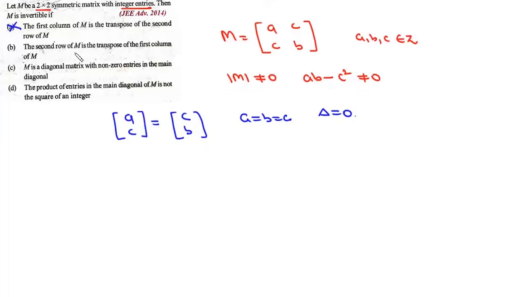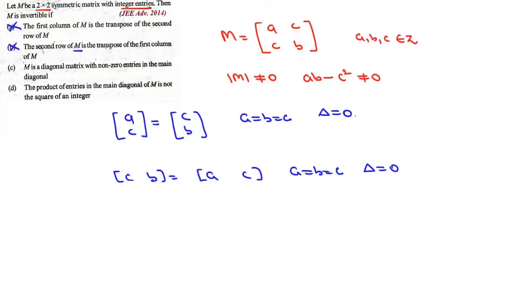Now for the second one, it says the second row of M, that means [C, B], is equal to the transpose of the first column of M. Now the transpose of the first column is [A, C]. So again we'll get A equals B equals C, and again the value of this determinant will be 0. So again M won't be invertible.